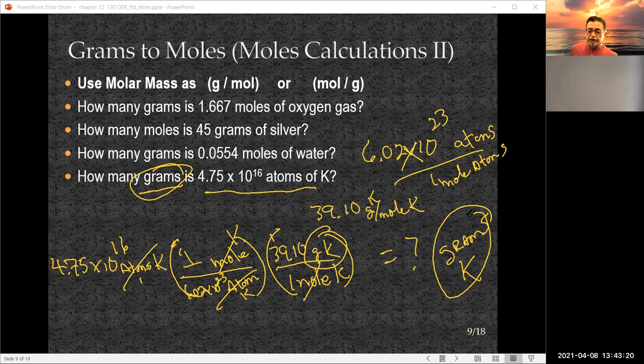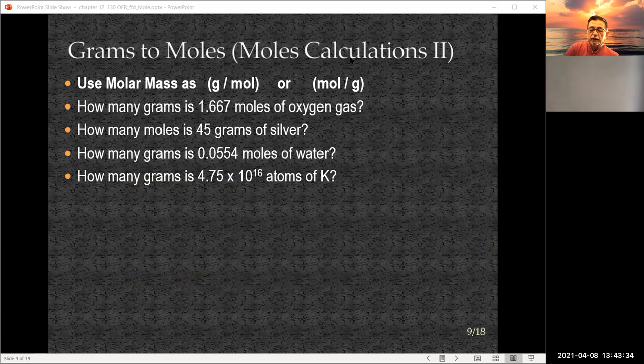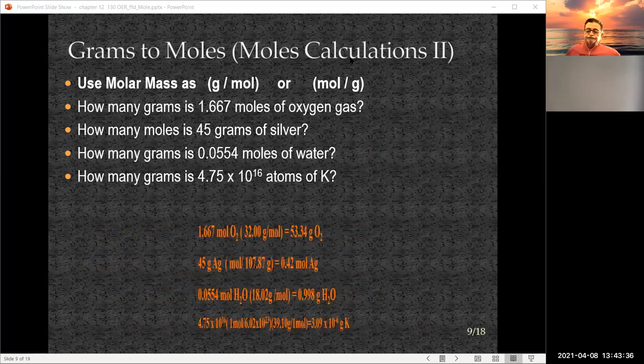Divide 4.75 times 10 to the 16 by Avogadro's number, multiply that by 39.10, and that gives you how many grams. Let me clear my mess up. You can see the answer there.